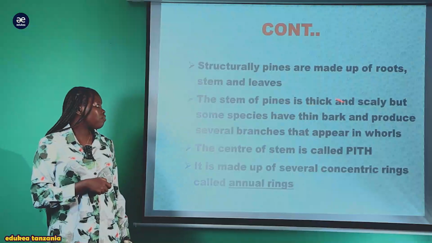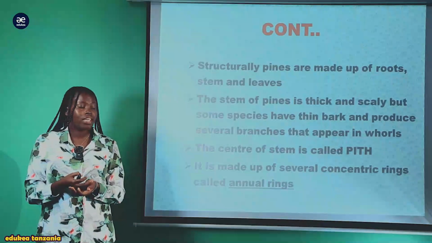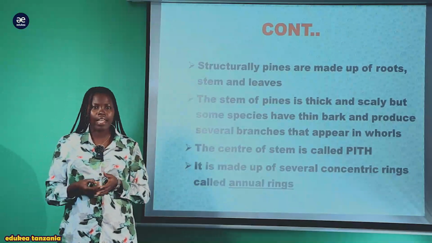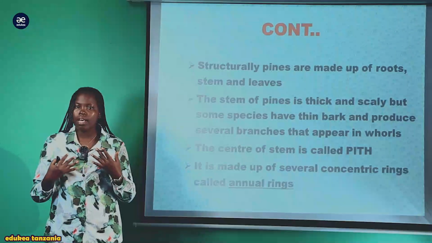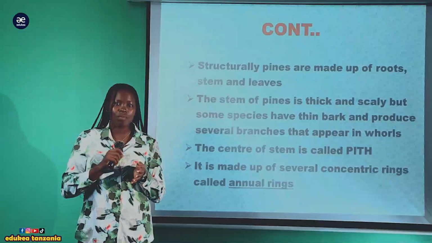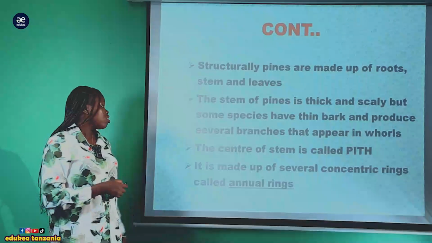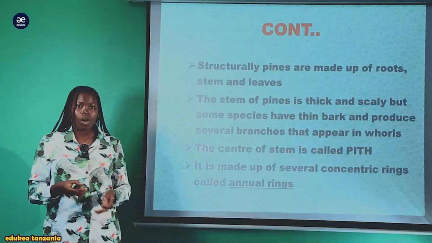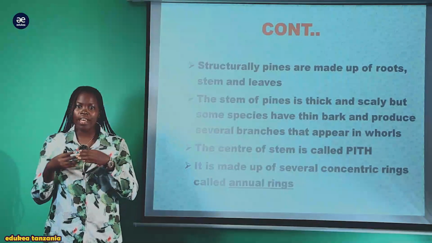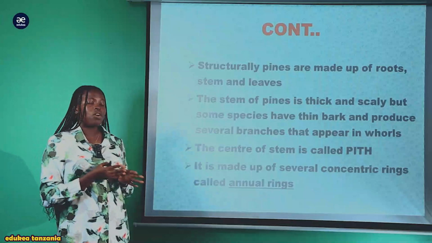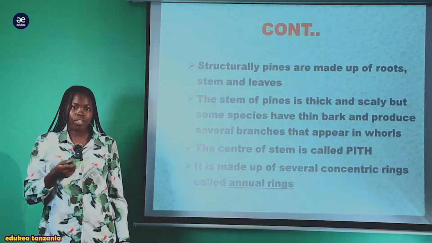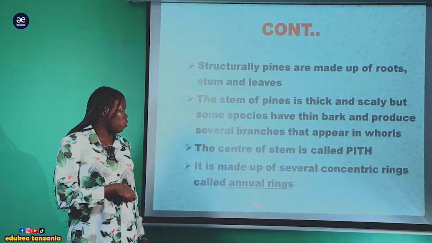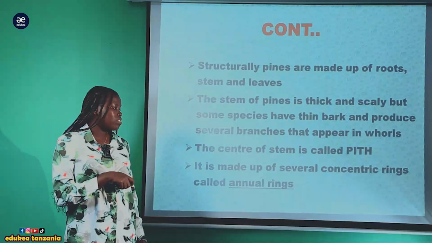ukiangalia katika mchicha, zile mbegu za mchicha the way zinapokuwa zinapia, that is known as whorl. So the center of the stem is called pith. The center or the cortex of the stem or the ground tissue of the stem inaitwa pith. And it is made up of several concentric rings called annual rings. So these annual rings are the ones responsible for the secondary thickening or expansion of the thickness of the tree.